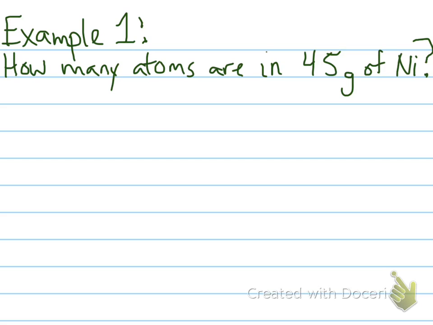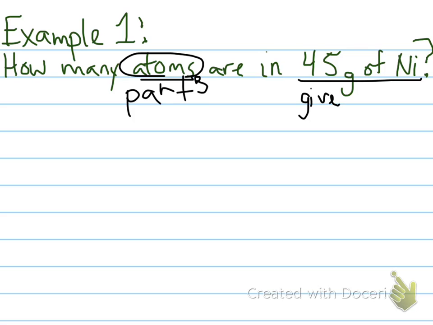So how many atoms are in 45 grams of nickel? Okay, so our unknown is our atoms. This is a particle. That's what we want to figure out. We want to figure out how many particles we have, and our given is our 45 grams of nickel. So just like all of the previous problems, we always start with our givens. That's 45 grams of nickel.